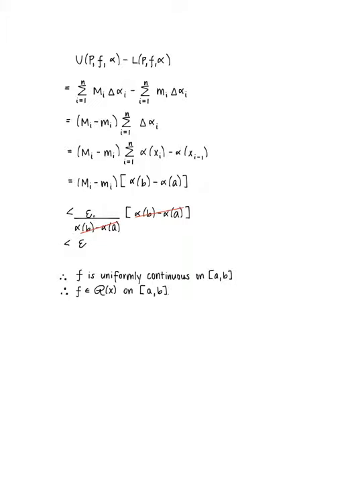So then we showed that the upper sum minus the lower sum is going to be less than our epsilon. So from there, we have f is uniformly continuous on that interval from a to b, which then proves our problem, which says that f is integrable on the interval a to b.